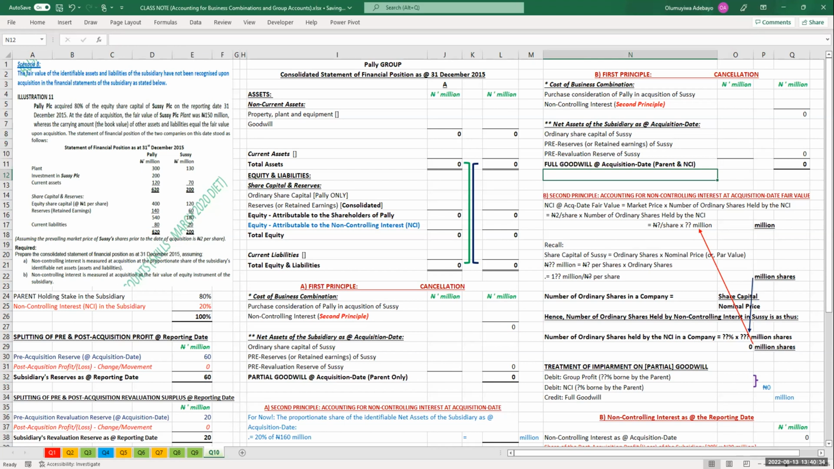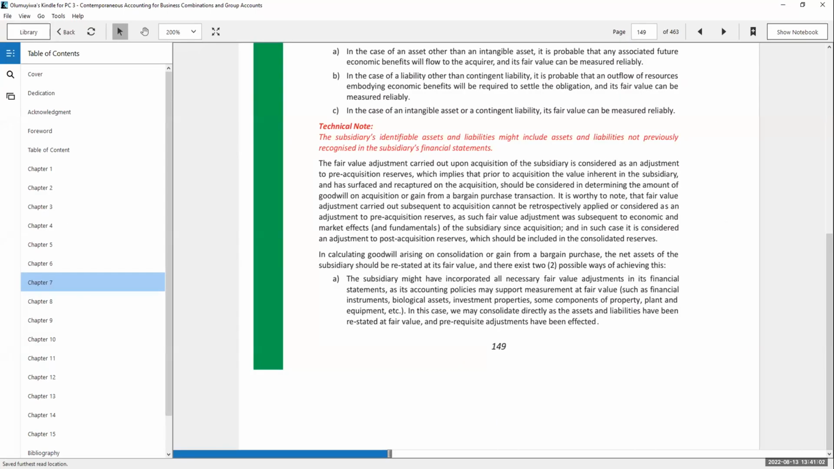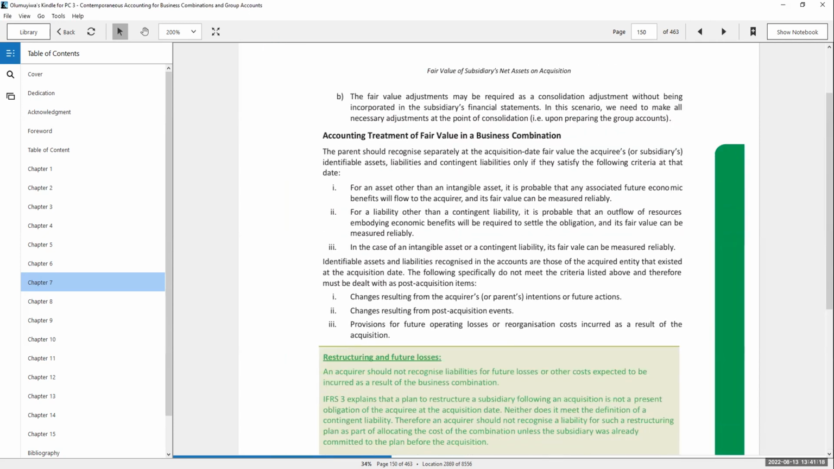Now, if you check the questionnaire, you'll find out that the fair value is not reflected in the books of the subsidiary. And I can agree with you here that it's because the subsidiary accounting policy is cost. That will take us back to what we read earlier. This was the first possible scenario. But what about the second possible scenario? Can you read the second possible scenario, which is that the fair value adjustment may be required?